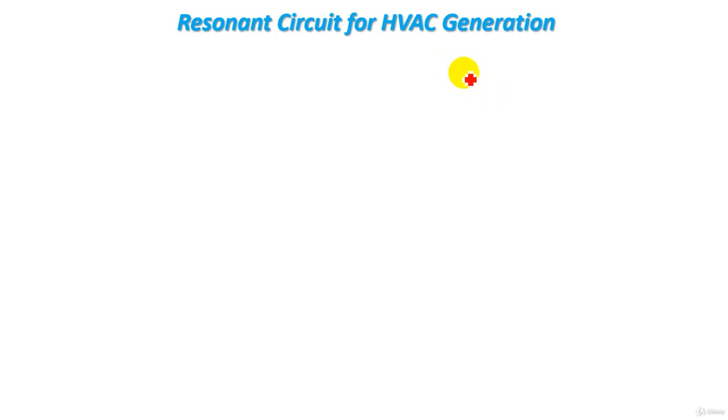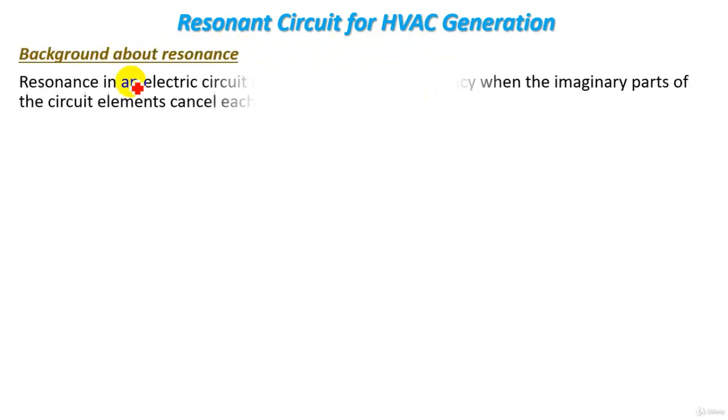Hello guys. In this lecture, we will understand the resonant circuit for generation of high voltage AC at power frequency. In this method, we will make use of the electric phenomenon of resonance to generate high voltage AC at power frequency. Before understanding this method, let's get a simple revision and background about resonance.